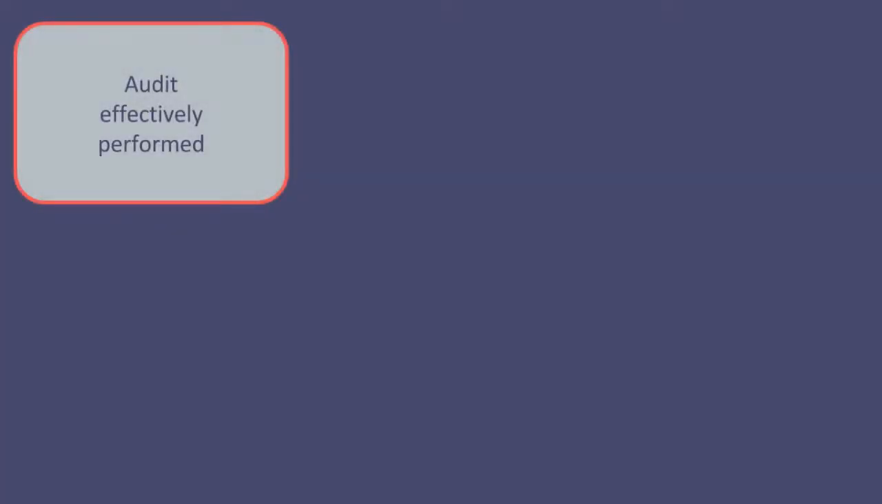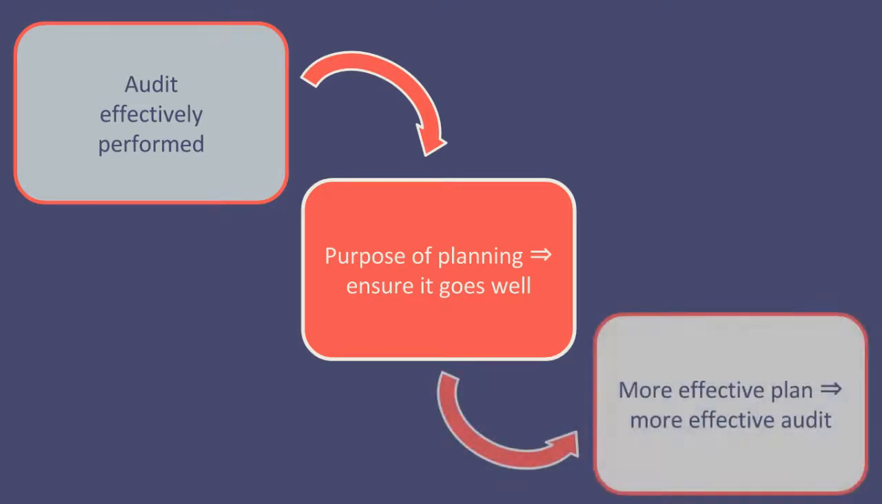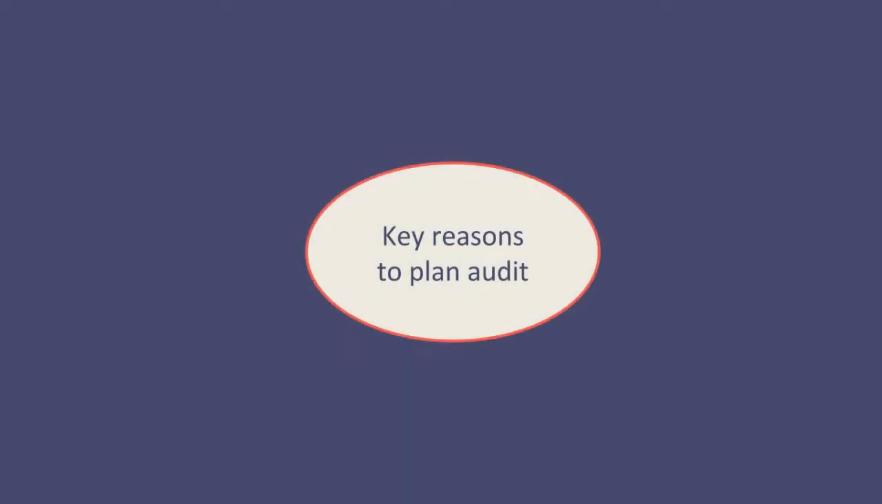ISA 300 states that the objective of planning the audit is to ensure it is performed in an effective manner. Indeed, the purpose of planning anything is to ensure it goes well, and so the more effective the plan, the more effective the audit will be. There are some key reasons why a plan is so important for an audit.